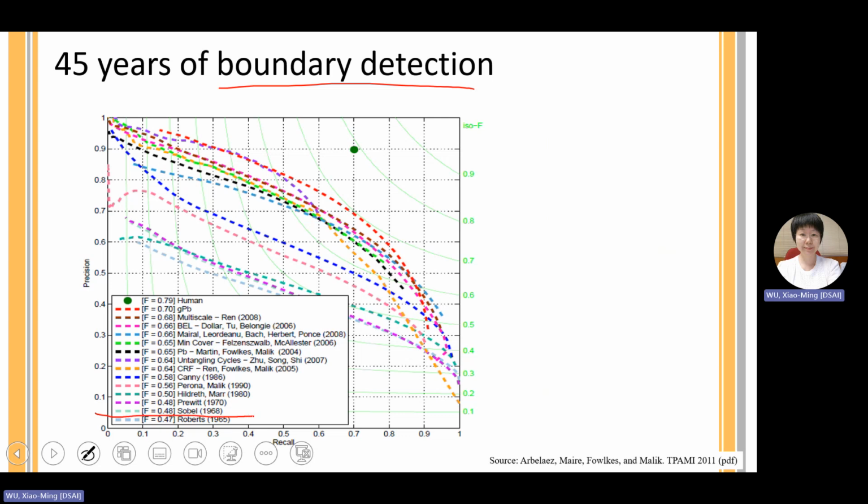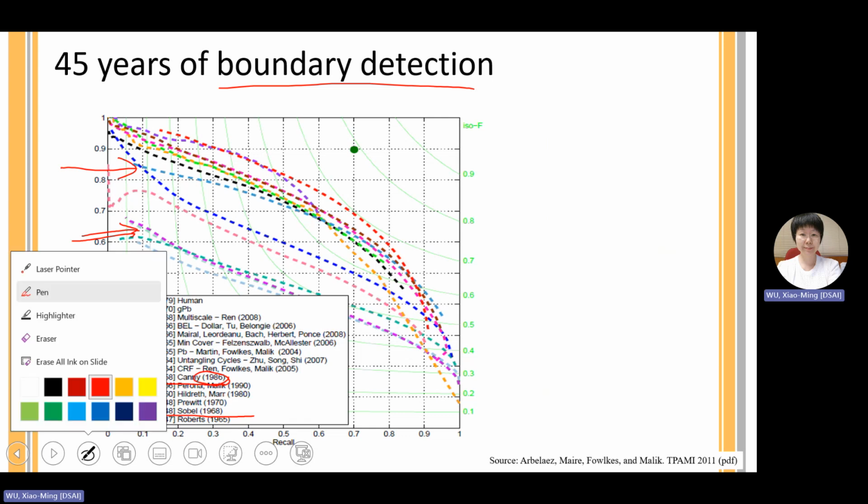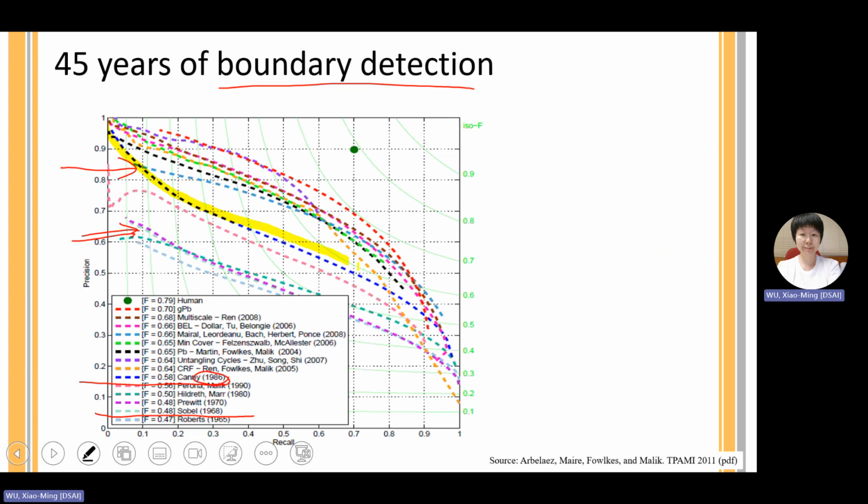This is the Sobel edge detector proposed in 1968. And where's Canny? Canny is the blue one. This is the Canny edge detector. Okay, so the Canny edge detector performs much better than Sobel. And Canny was proposed in 1986, the blue one. This one, this is Canny.